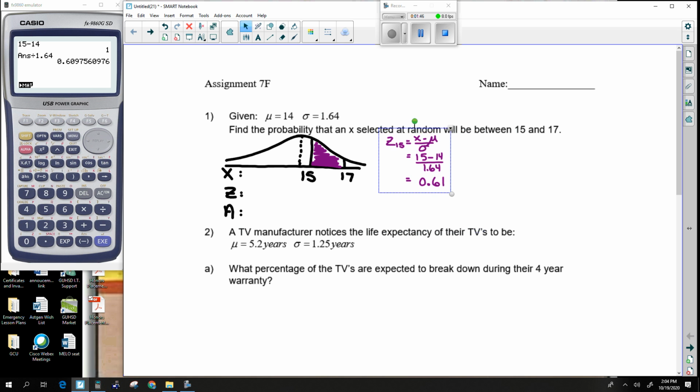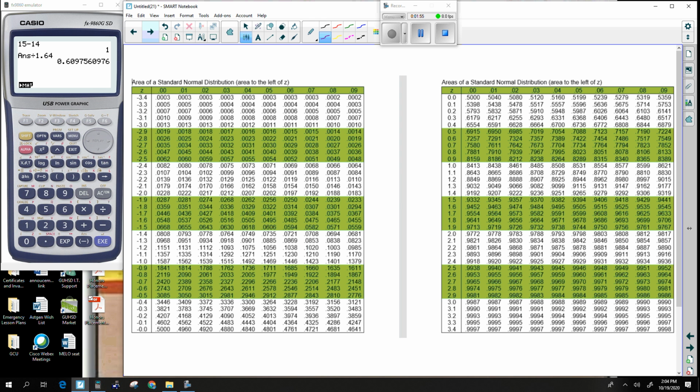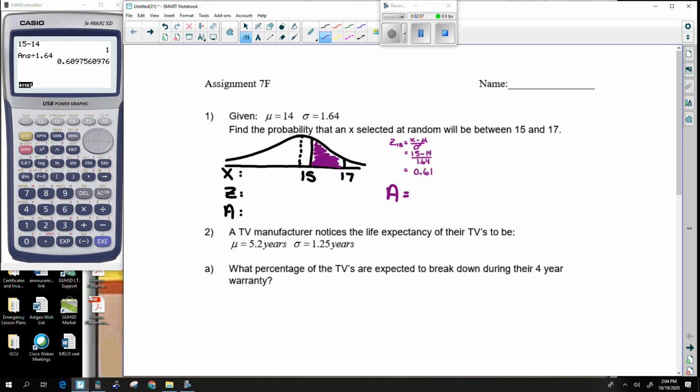Okay, and then one more movement with this, that is to turn it into an area. So the area corresponding to 0.61, I go to my area table. 0.61 would be this 7389. All right, so that is all going to technically be the small. So there's 0.61 and has an area of 7389. That is the area to the left.